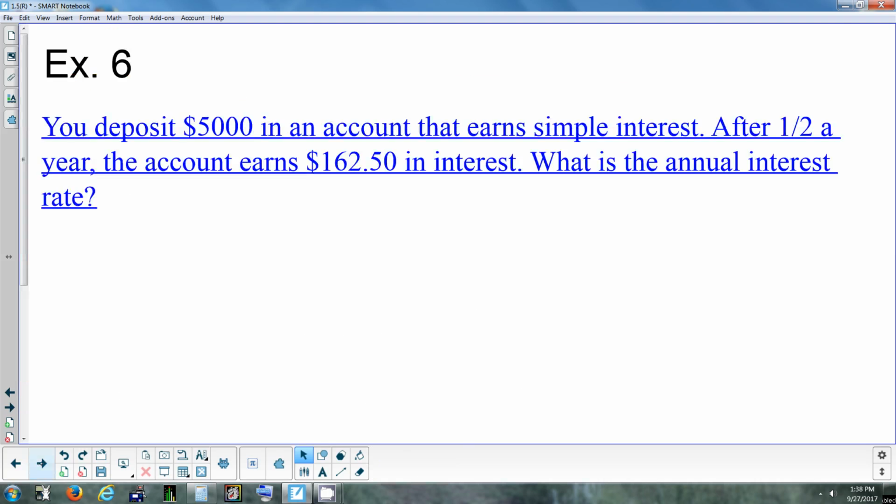Okay, last one. Which formula is this one going to use that I gave you? Distance. No, it's not the distance one. Temperature. Oh, interest. How many people think it's the interest one? Yeah. So, can somebody remind me what the interest formula is? I equals PRT.